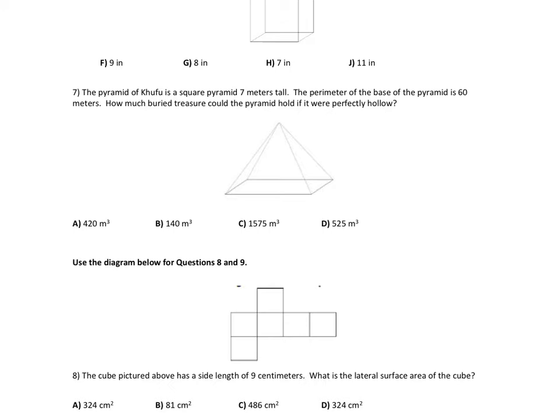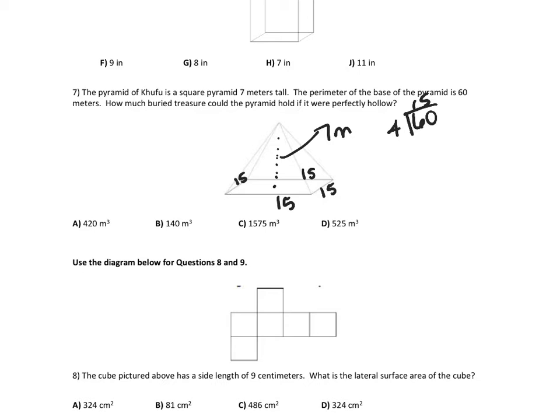Okay, number 7, the Pyramid of Khufu is a square pyramid that is 7 meters tall. So the height right here is 7 meters. The perimeter of the base is 60. So if it's a square pyramid, it means all the sides are equal. So it's 60 divided by 4 is 15. So every side is 15.